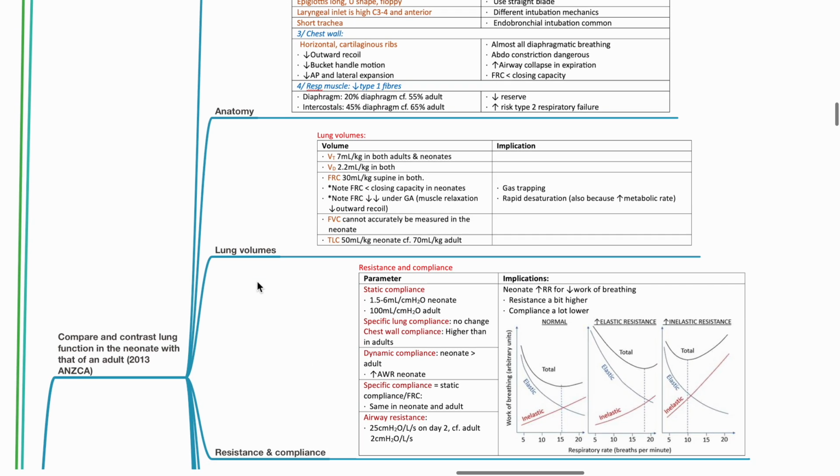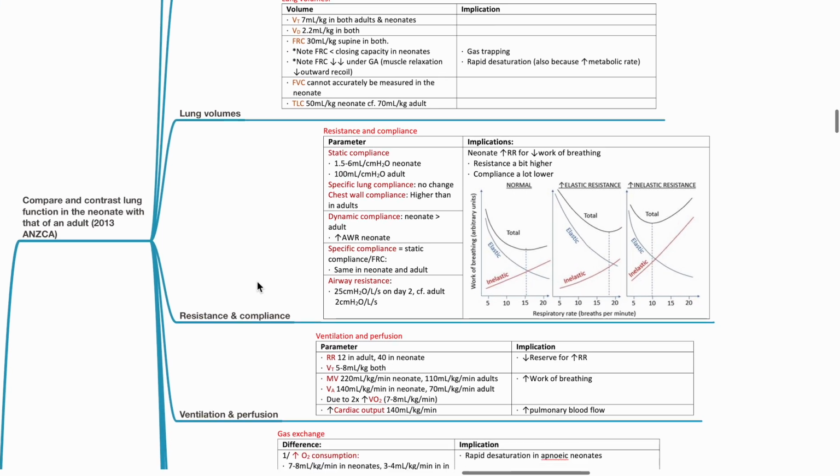Regarding lung volumes, tidal volume is 7 mL per kg in both adults and neonates. Dead space volume is 2.2 mL per kg in both. FRC is 30 mL per kg supine in both. However, FRC is less than closing capacity in neonates, and FRC reduces dramatically under GA due to muscle relaxation and reduced outward recoil. There is risk of gas trapping and rapid desaturation, also contributed by increased metabolism. FVC cannot be accurately measured in the neonate, unlike the adult. TLC is 50 mL per kg in neonates compared to 70 mL per kg in adults.